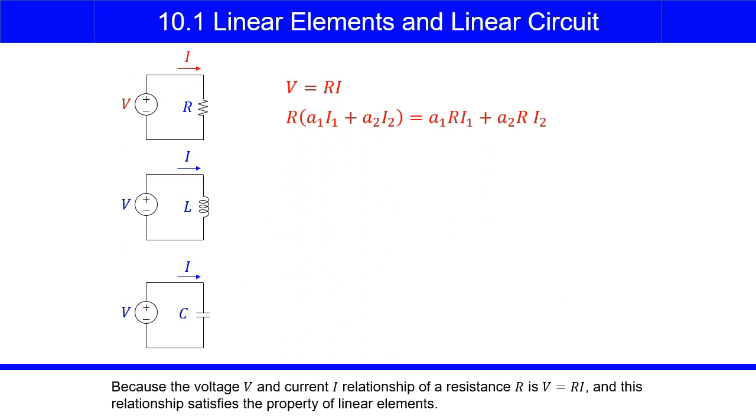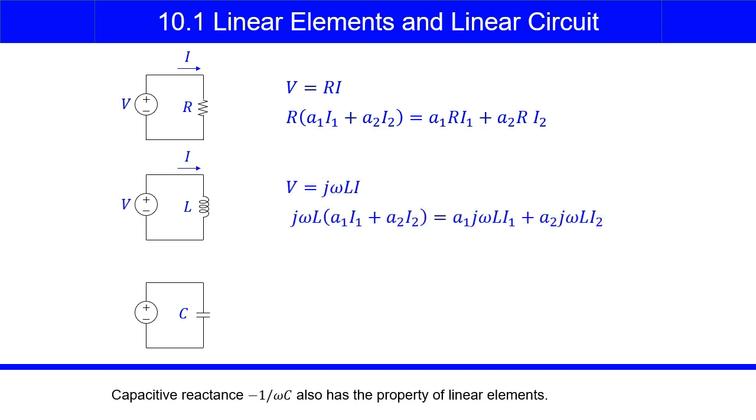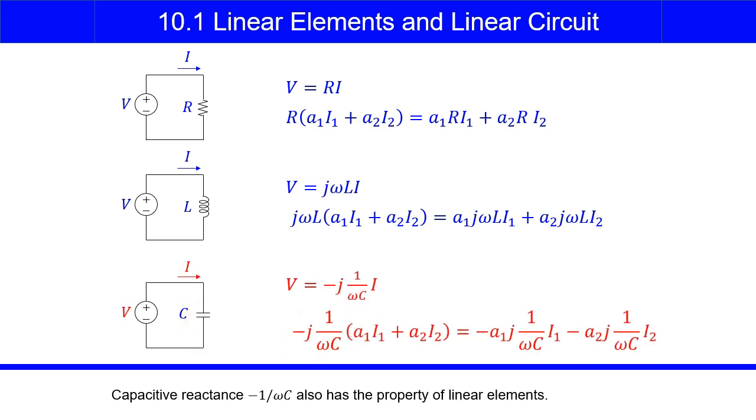Because voltage V and current I relationship of a resistance R is V equals RI, and this relationship satisfies the property of linear elements. In the case of inductive reactance omega L, the relationship is given by V equals j omega L I. This satisfies the property of linear elements. Capacitive reactance negative 1 over omega C also has the property of linear elements.